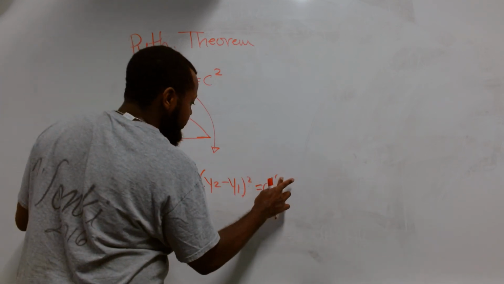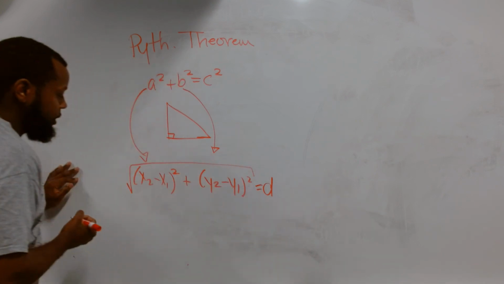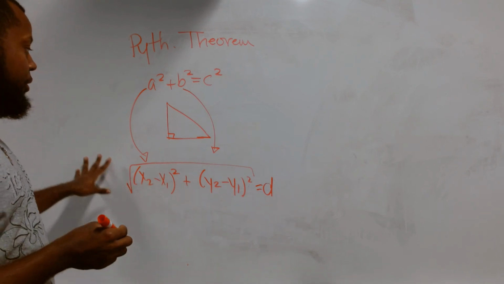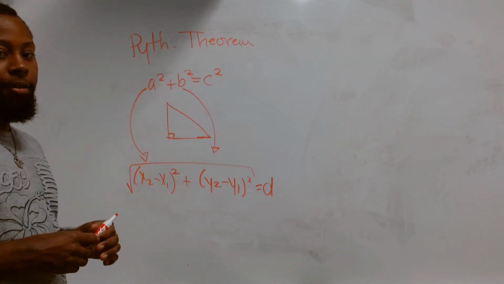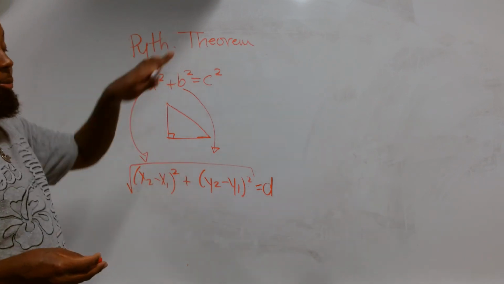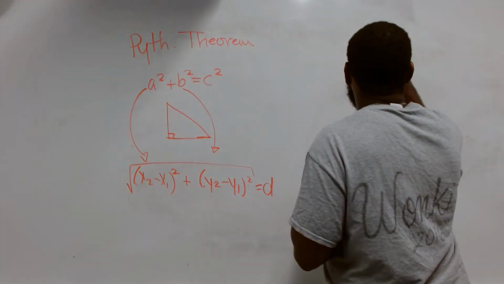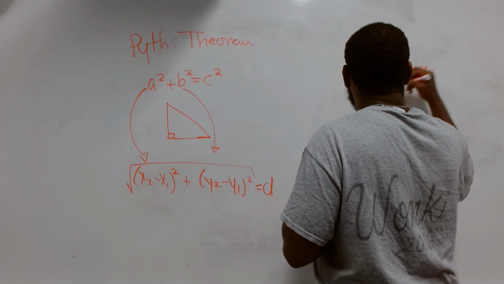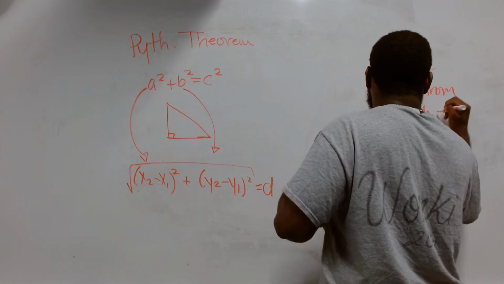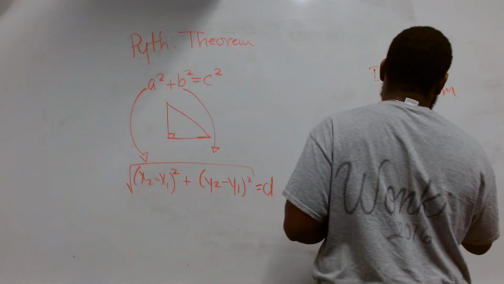The square and the square root are opposites of each other. They cancel each other out. You might want to remember that. Distance comes from the Pythagorean theorem. Remember that. That's on your test. You might remember that for your test.